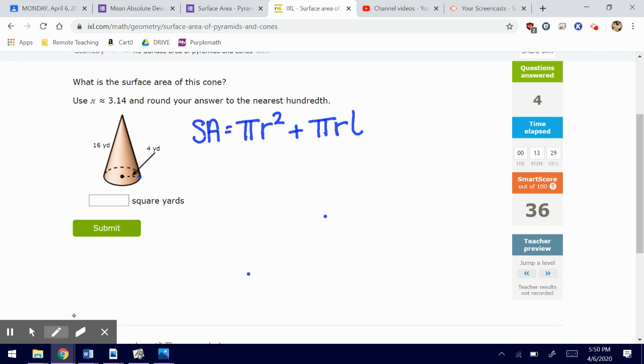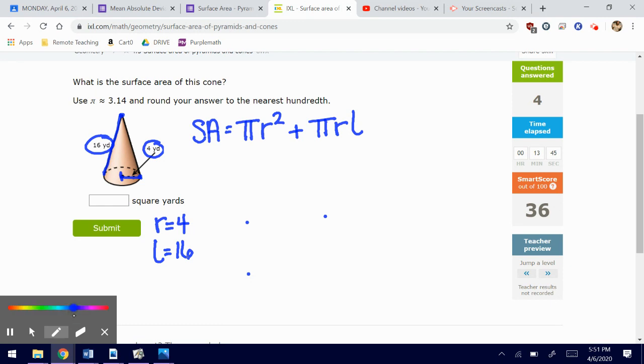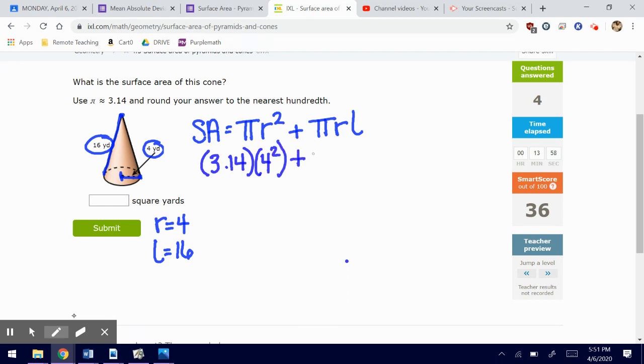Okay, so they have given me from edge to center, which is my radius, which they say is 4. So r is 4. My slant, which is from the point down the side to the bottom, is 16. So L equals 16. So now I'm just ready to plug these numbers in. Pi is going to be 3.14. R squared is going to be 4 squared because my radius is 4. Bring down my plus sign. My pi is going to be 3.14. My radius is 4. My slant is 16.